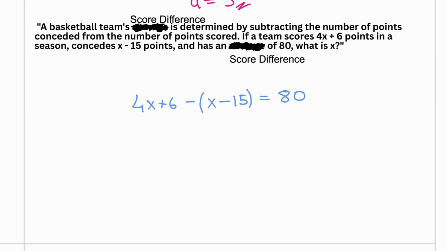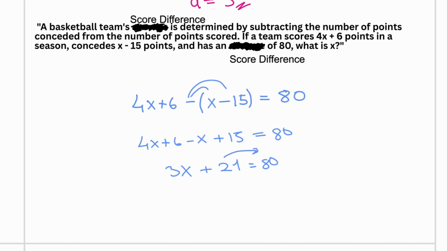So now let's do it the correct way. You can just distribute the negative into the parentheses. You would end up with 4x plus 6 minus x plus 15, because a negative times a negative is a positive, equals 80. Now, combine the similar terms. 4x minus x is 3x. 6 plus 15 is 21, equals 80. And now we're going to isolate the x.